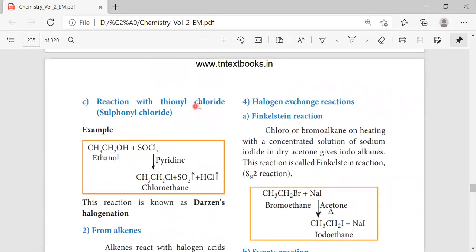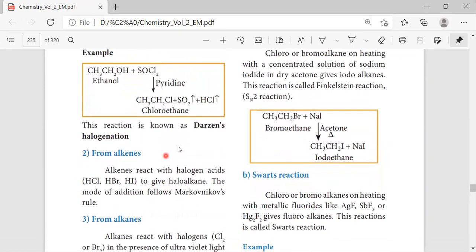Then next with thionyl chloride or else sulfonyl chloride. Here alcohol on treatment with thionyl chloride, in the presence of pyridine, forms chloroethane with the elimination of hydrochloric acid and then sulfur dioxide. The name of the reaction is said to be Darzens halogenation. Okay, the reaction of the Darzens halogenation.